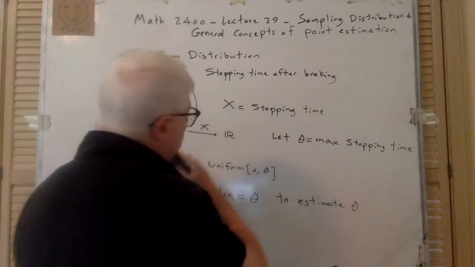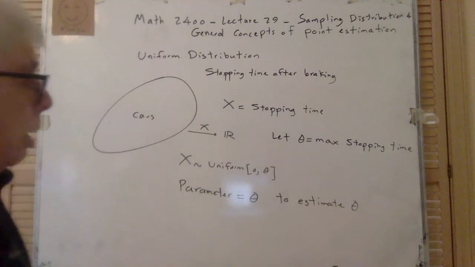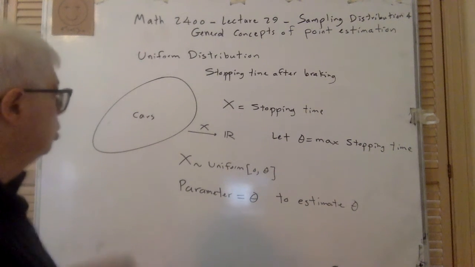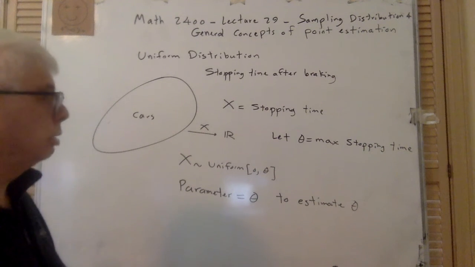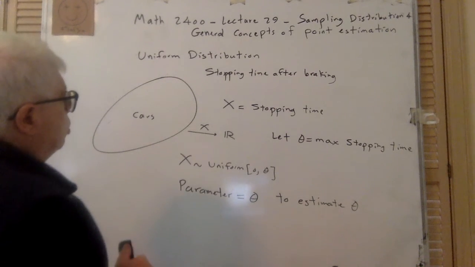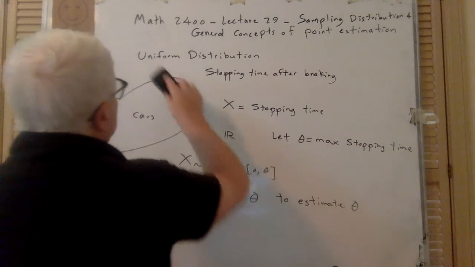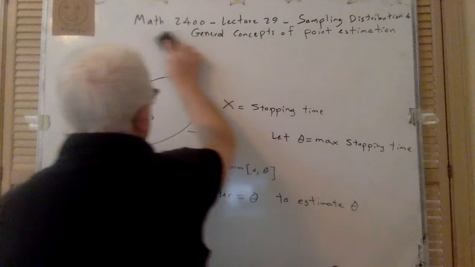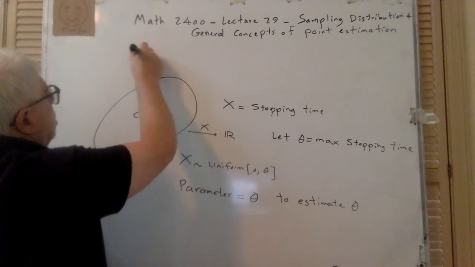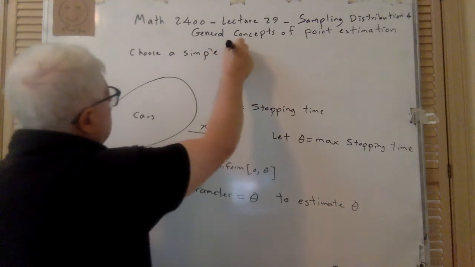And we have data on cars, and that's like a huge data set, and we want to estimate that maximum stopping time by just choosing a sample here, something like that. So let's see. What we do is this. Let me write here. So choose a sample of size n.